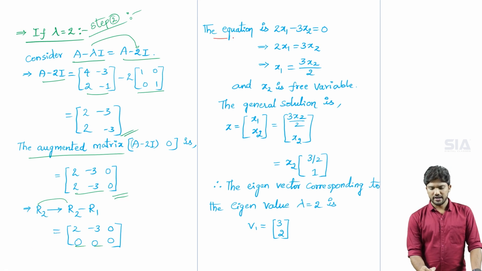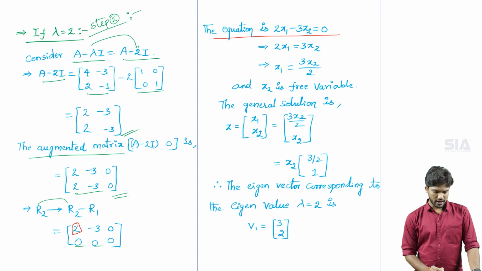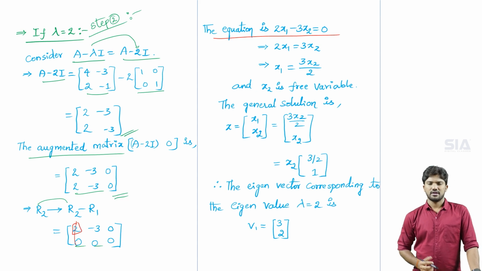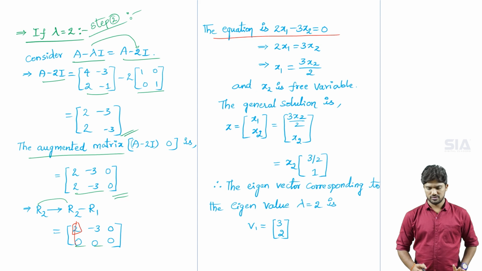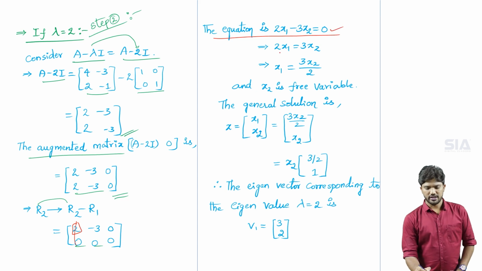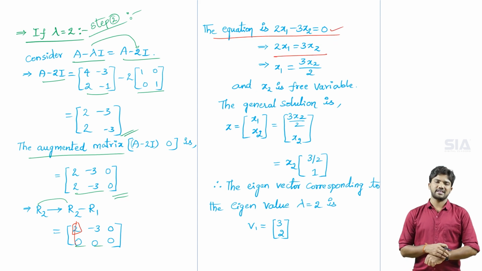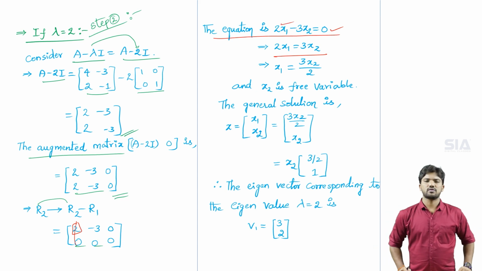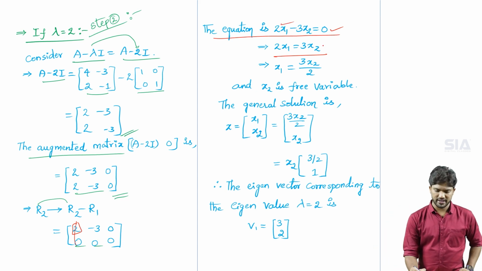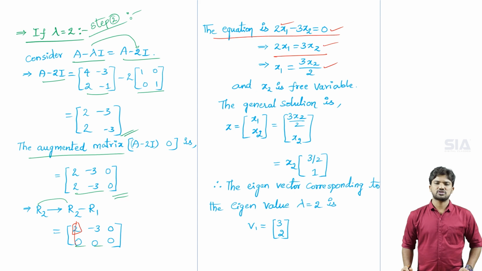Next, this will become the pivot position, and the first column is the pivot column. There is no other choice for the pivot position. We have only one non-zero row, so only one pivot position and one pivot column. Then we can apply the solution. If you multiply the first row with x1, x2, you will get 2x1 minus 3x2 equal to 0. So 2x1 is equal to 3x2, x1 is equal to 3x2 by 2.